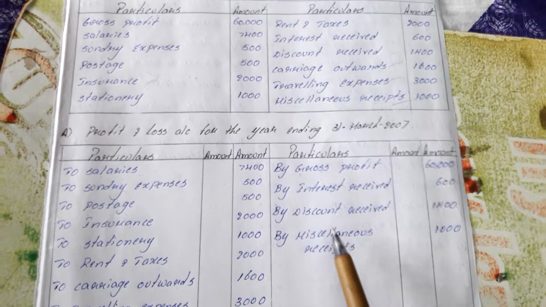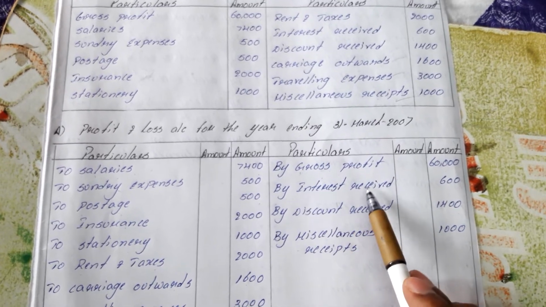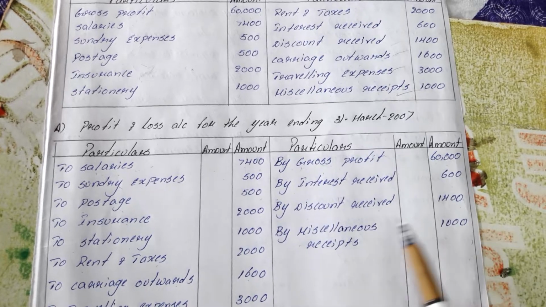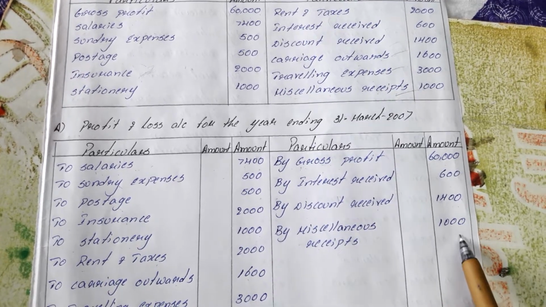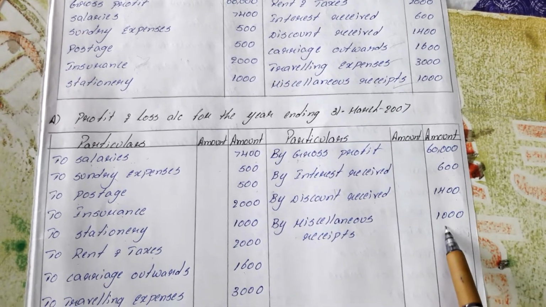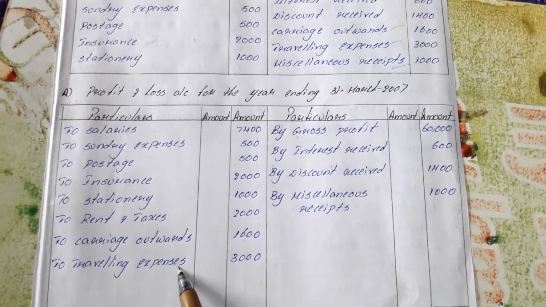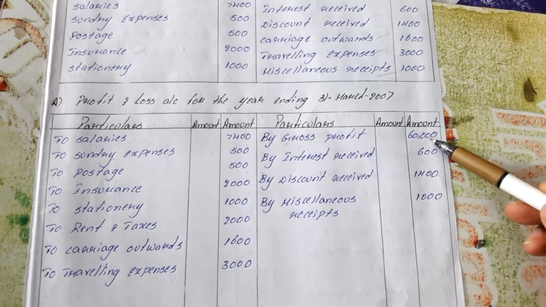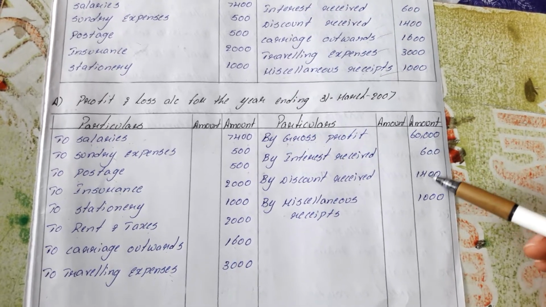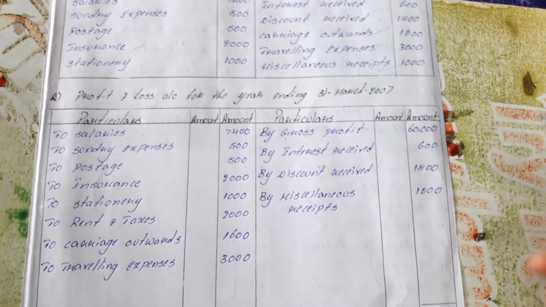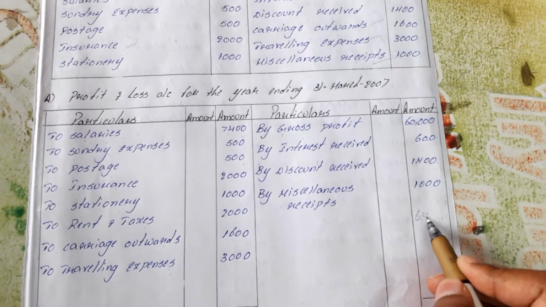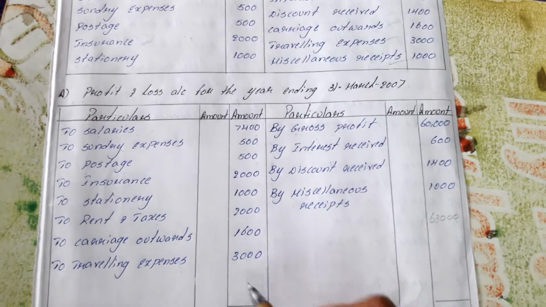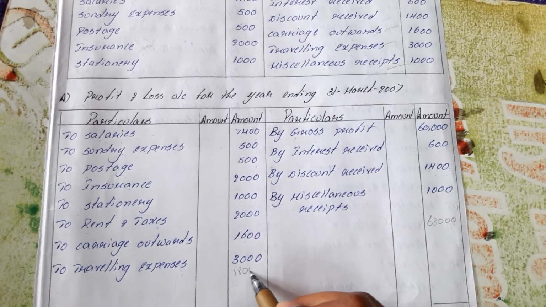Next we have receipts also: by interest received account 600, by discount received 1,400, by miscellaneous receipts 1,000. These are all the receipts, that is nothing but your incomes, and this is all your expenditure. Now we have to total: 60,000 plus 600 plus 1,400 plus 1,000, all together it comes to 63,000. When you add all your debit side amounts, the total will become 18,000.